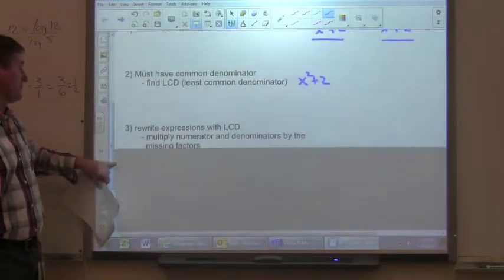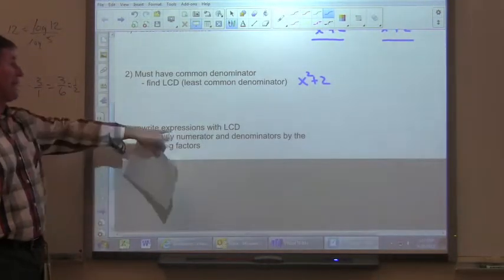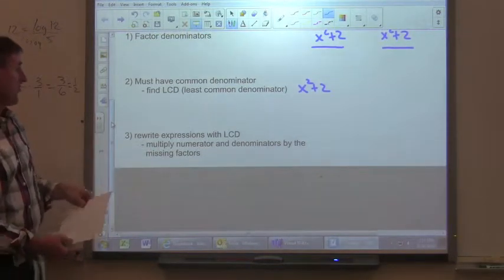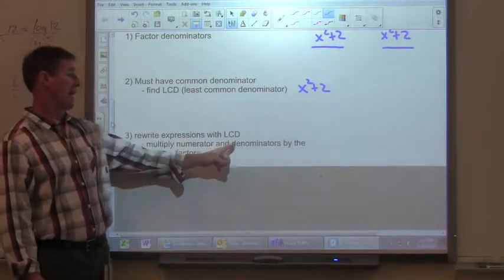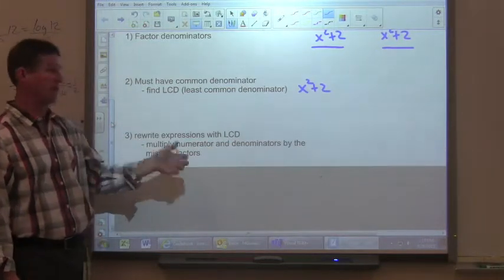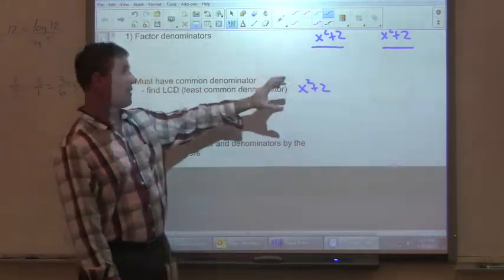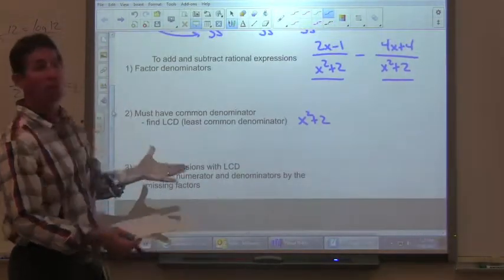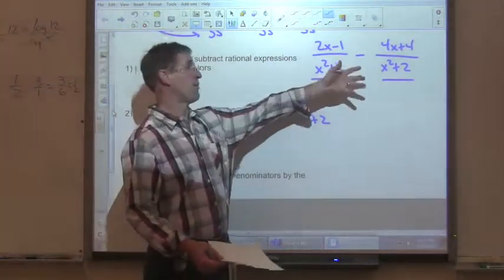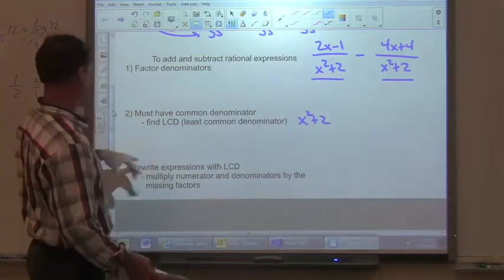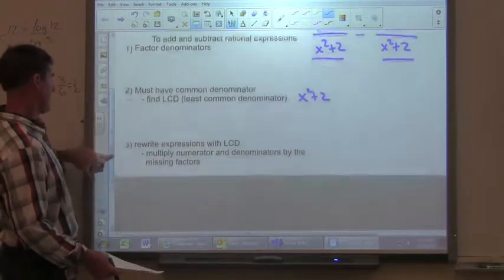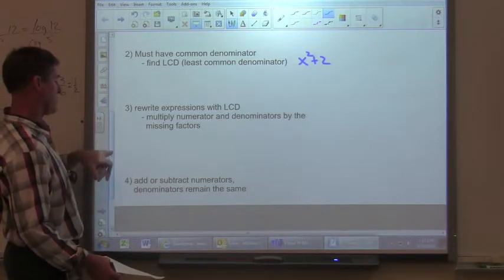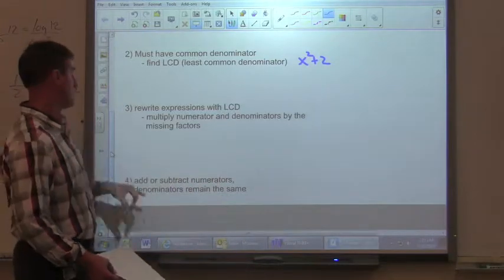Our third step is to rewrite the expressions with the least common denominator. And to do that, you multiply the numerator and denominators by the missing factors. Anything that you're missing in one denominator to get to the new denominator. Well, in this case, we don't have to worry about that because the denominators are already the same. So we can skip step 2 and we can skip step 3. And go directly to 4, which is add or subtract the numerators, and remember the denominator remains the same.